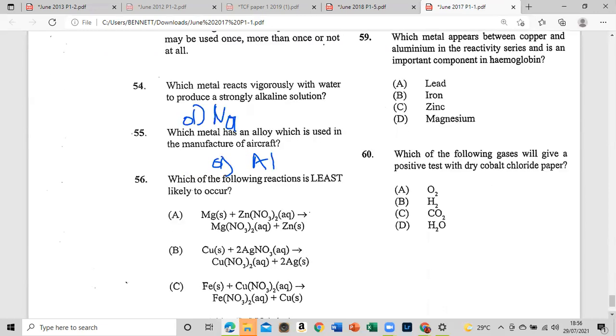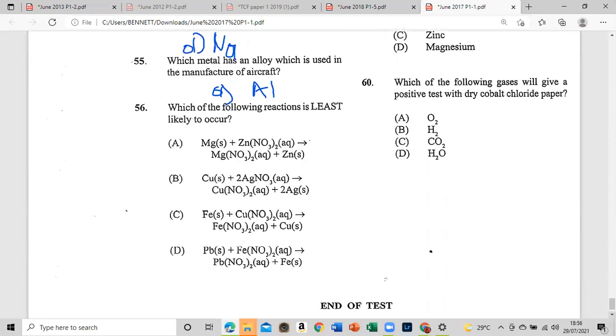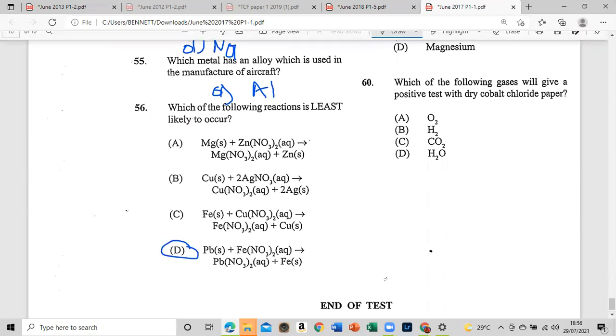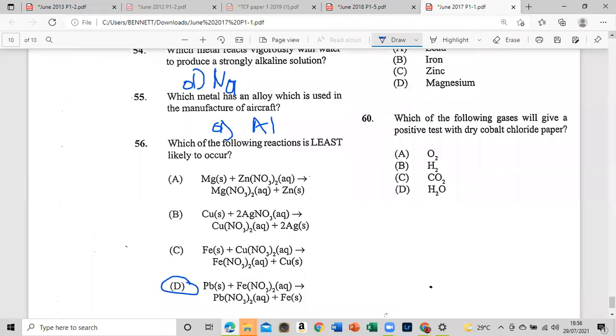56. Which of the following reactions is least likely to occur? I will look at all of them. Even though we see the end of the test, guys, it's not the end of the test, alright? Did this one earlier. I'm going to go up to 57.